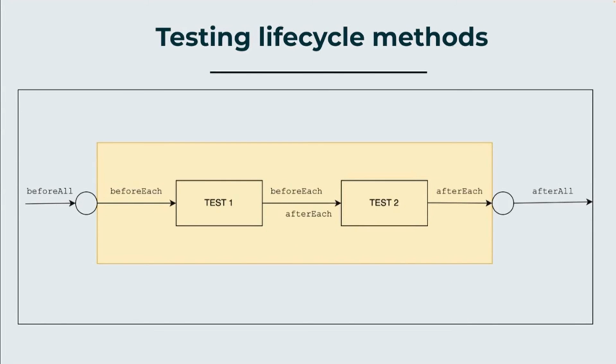Similar to how our Vue applications have a life cycle, testing also has a life cycle. So what happens is before all of our tests run, we will have a before all hook. And then before each test runs, we will have a before each, as you can see in this figure. And after each single test, we will have an after each. And after all of our tests are done, we would have our after all.